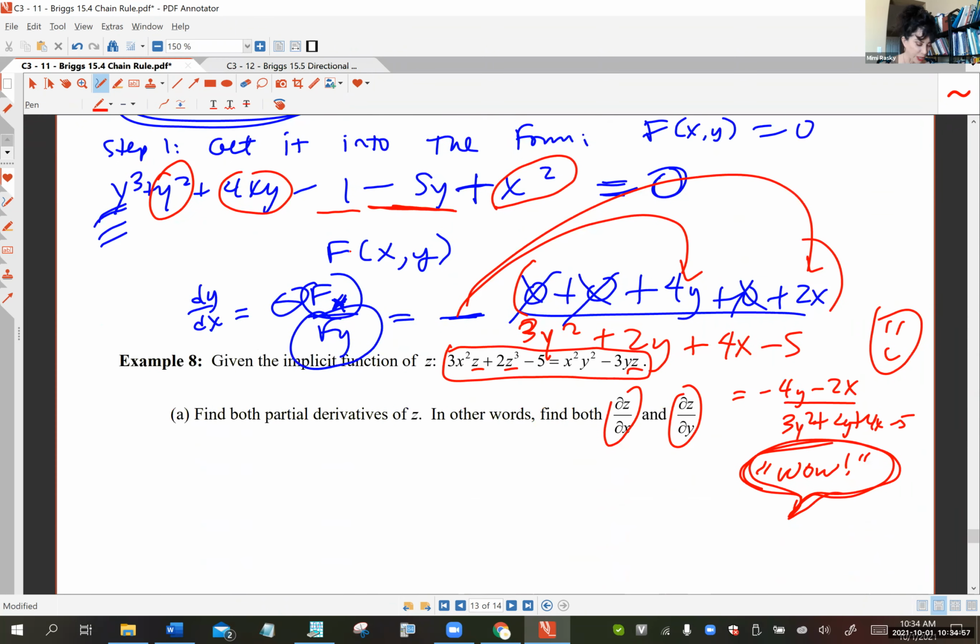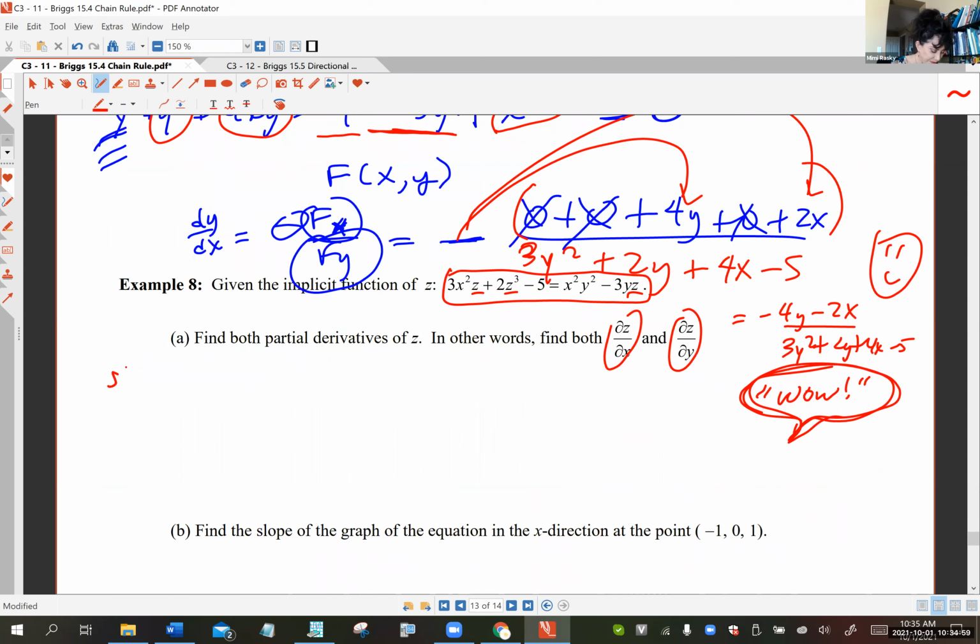Okay, so here we go. Step one, we need a function of 3 variables, big F, with all the x's, y's, and z's on one side of the equation. Which side? Doesn't matter for now. I'm just going to move everything to the left.